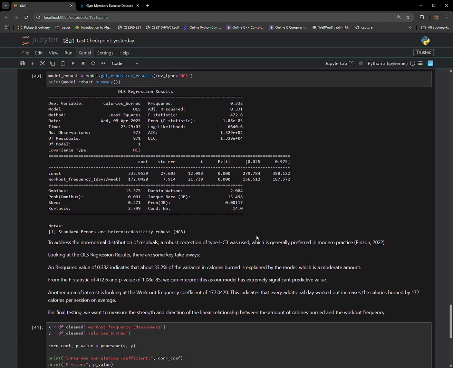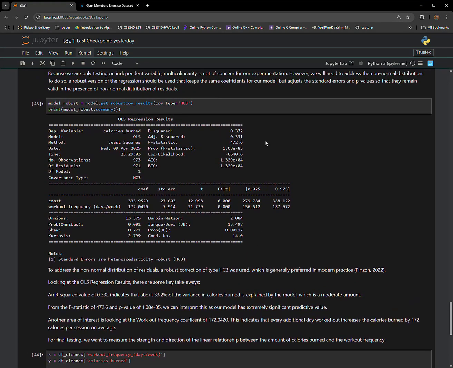Some things of note to look at were the R-squared value of 0.332 right here, which indicates that 33.2% of the variance in calories burned is explained by the model. The F statistic has a very low p-value, indicating that our model is extremely significant, with extremely significant predictive value. And then we can also see here the coefficient of the workout frequency being 172. This indicates that for every additional day worked out, the amount of calories burned increased by 172 calories on average.